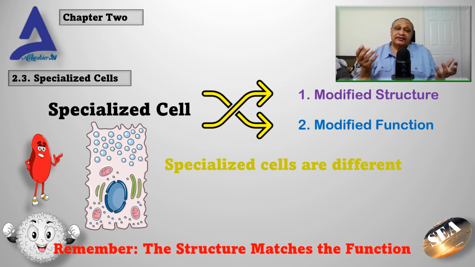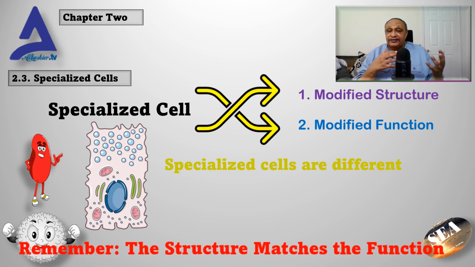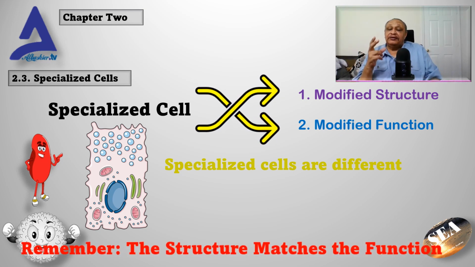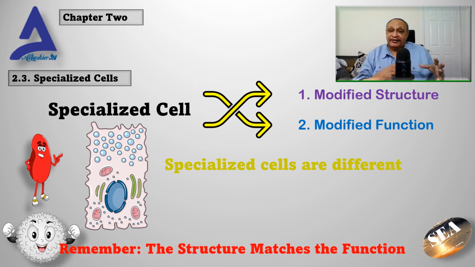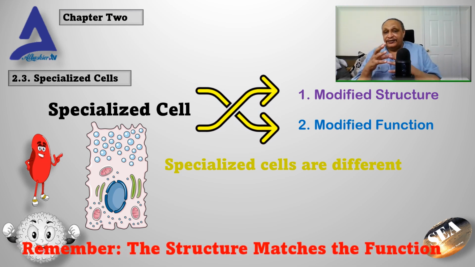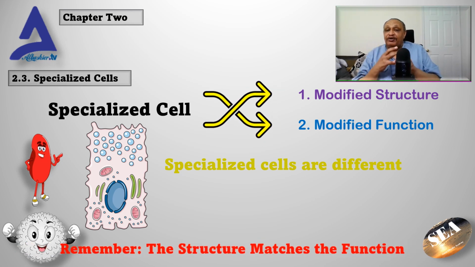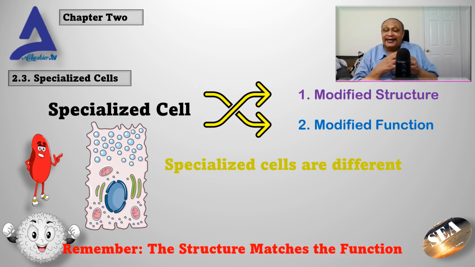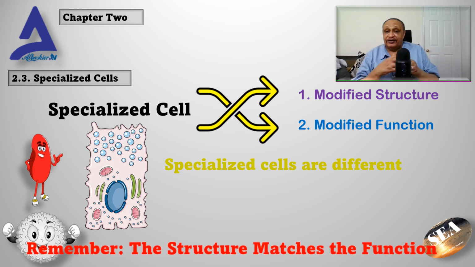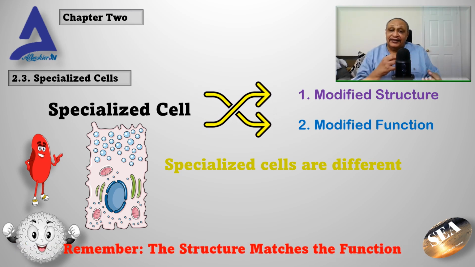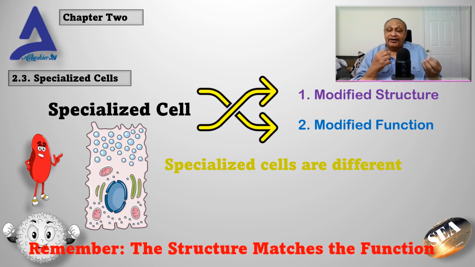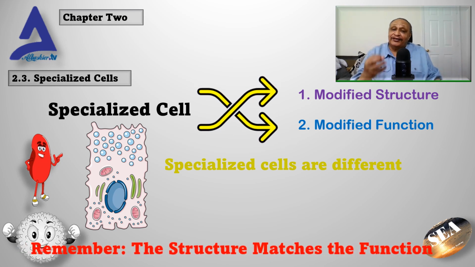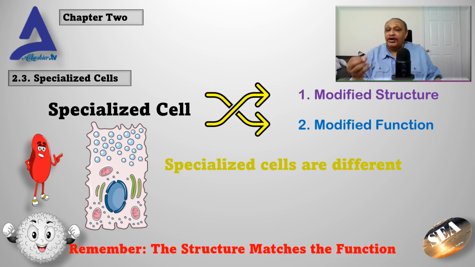So what makes a cell a specialized cell? What makes a normal cell a specialized cell? Two differences between the normal cell that we have studied and the specialized cells. The first one, there is a modification in the structure of the normal cell. Second, there is a modified function. So the specialized cells are different because they have a modified structure that matches its modified function.